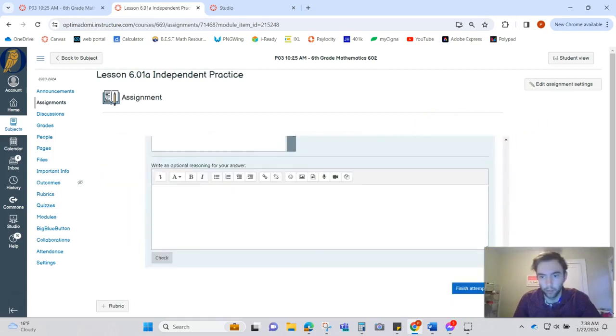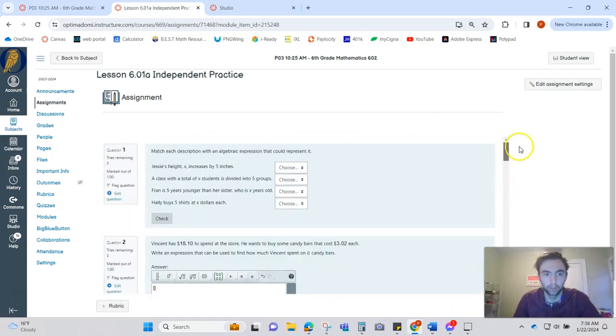First, let's see how many questions we got. 6. Okie dokie, let's dive right in. Match each description with an algebraic expression that could represent it. Algebraic expression means number sentence.